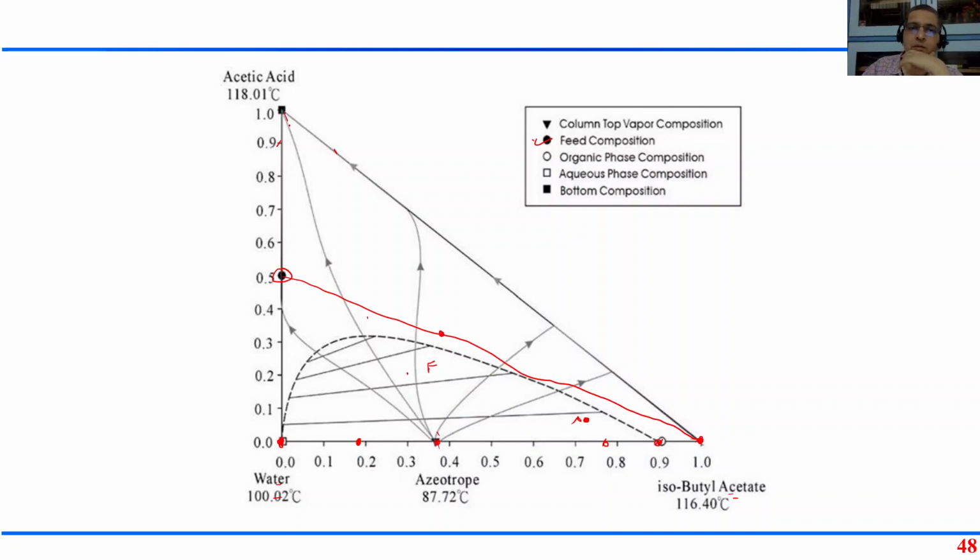Now I distill out, I get this acetic acid at the bottom. I would get this 60-40 mixture of butyl acetate and water at the top of the column, which will split into two phases. So now draw the process flow diagram and see what you can recycle, how you can recycle.